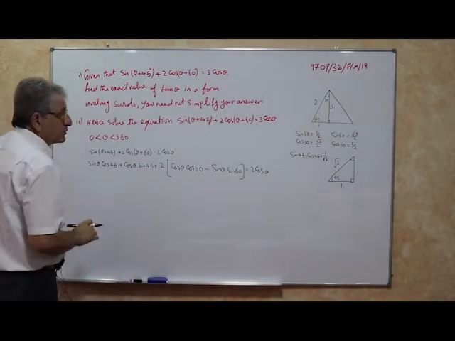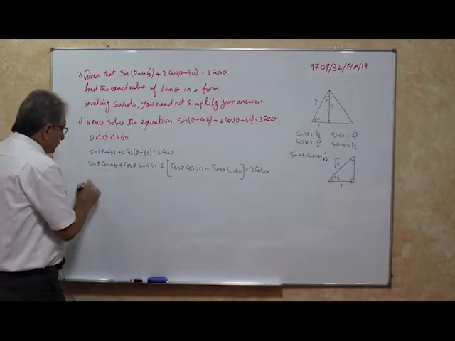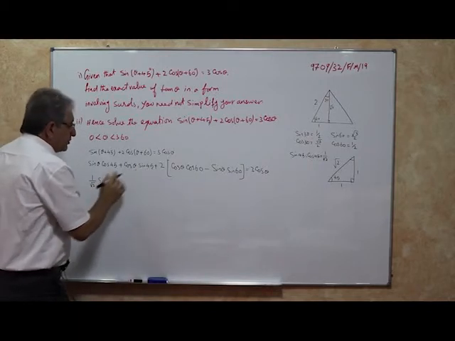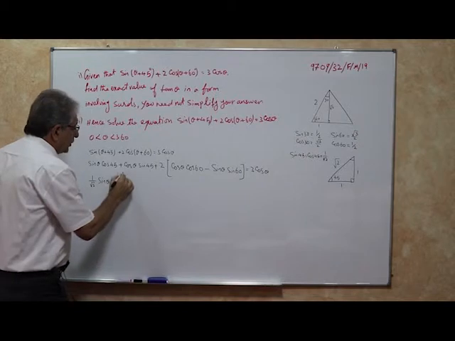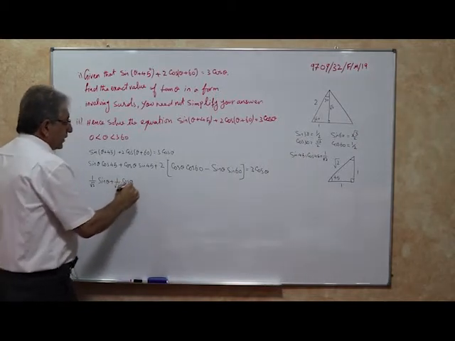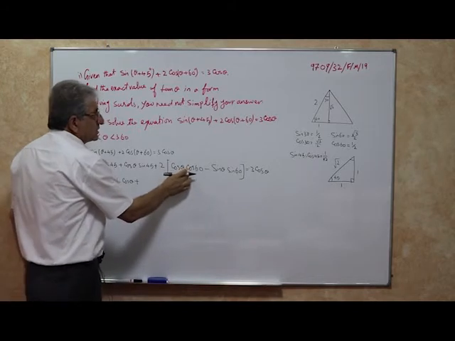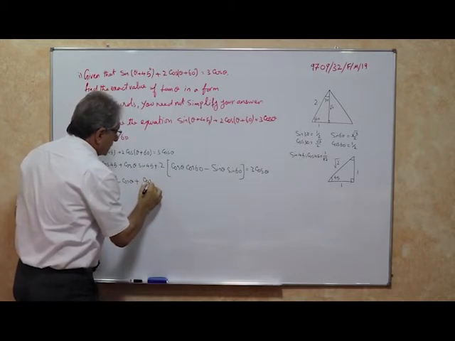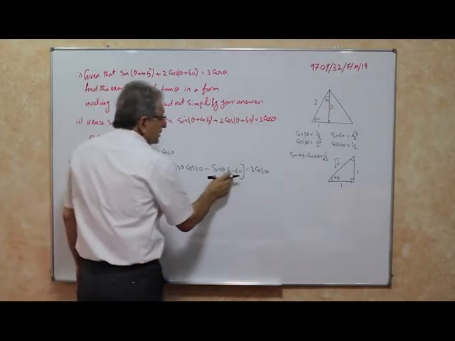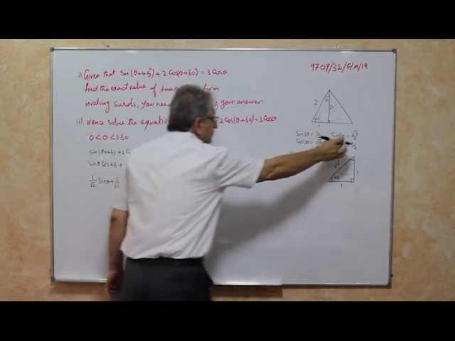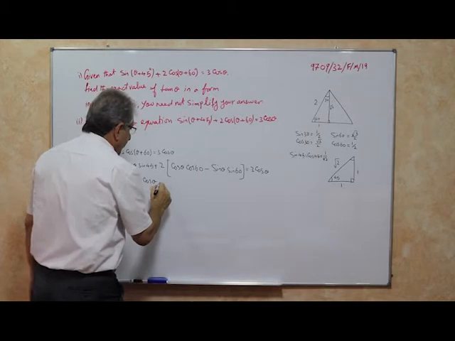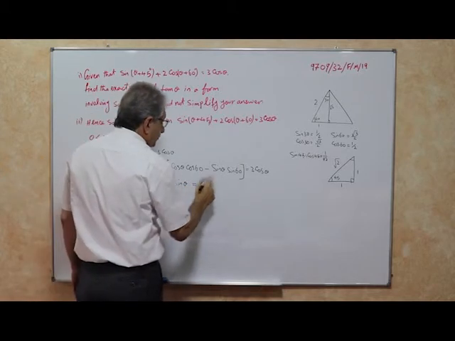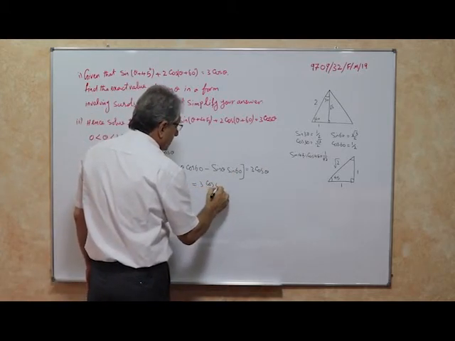Then I'm going to substitute the values here. Sine 45 is 1 over the square root of 2, therefore 1 over the square root of 2 sine theta. Cos 45 also will be the same, therefore 1 over the square root of 2 cos theta plus 2 cos 60. Cos 60 is 1 over 2, therefore 2 times 1 over 2 is 1, so this is cos theta. Sine 60 is a square root of 3 over 2, times 2 will be a square root of 3, therefore minus a square root of 3 sine theta, and equal to 3 cos theta.